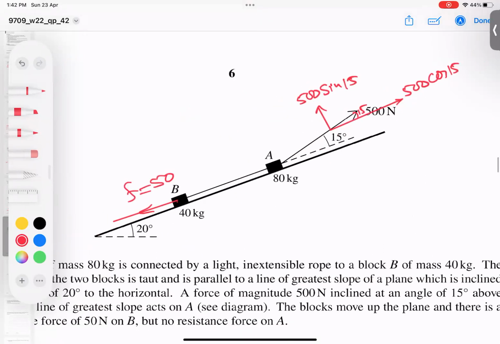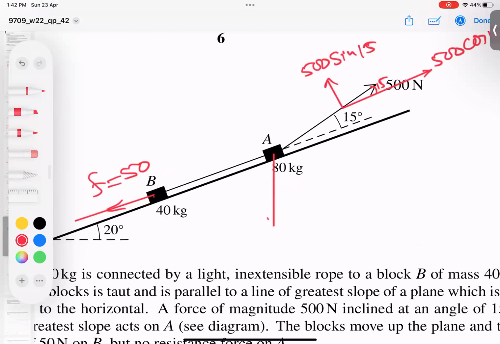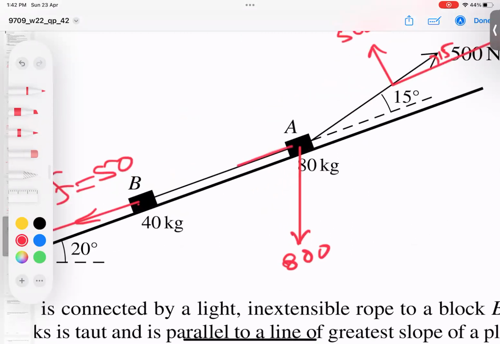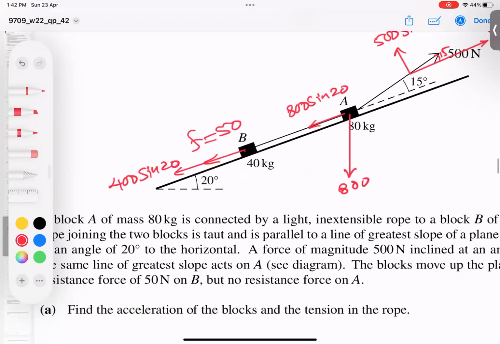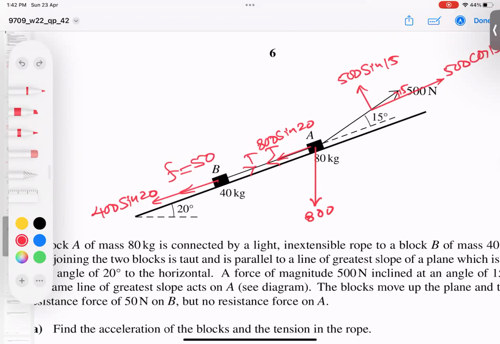Now, according to the current situation, what is the mass? 80. Mass is 80, so weight becomes 800, and this weight acts downwards. So this is 800 sine 20. And what about this? This mass is 40 into 10, 400, so 400 sine 20. I think this is clear, and all of you know that tension towards each other is always equal because it is the same string. I hope you understood how I resolve all forces.